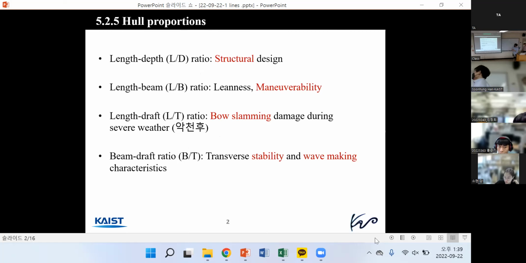Today's lecture, I will give a simple explanation about the line drawing problem. Before starting my main lecture, I will briefly explain the basic proportions. The first one is the length-depth ratio, L over D. It is related to structural design.